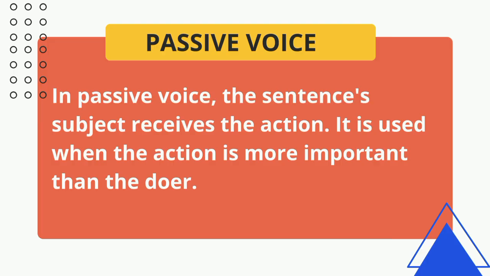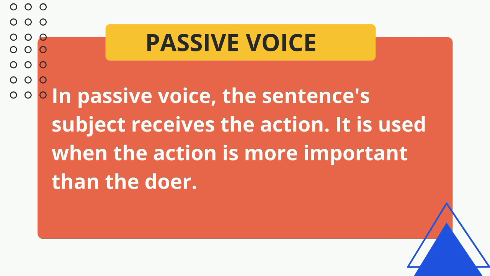So the second part that we are looking at is the passive voice. So what is passive voice? In passive voice, the subject of the sentence receives the action, unlike in active voice, where the subject performs the action. The passive voice is used when the action is more important than the doer.